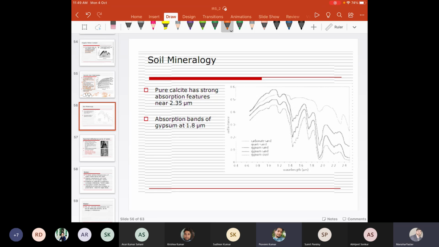So when we consider the soil mineralogy, in this case there is a pure calcite mixed with soil. So this has a strong absorption feature near 2.35 micrometer. And at 1.8 micrometer, there is an absorption band due to the gypsum.